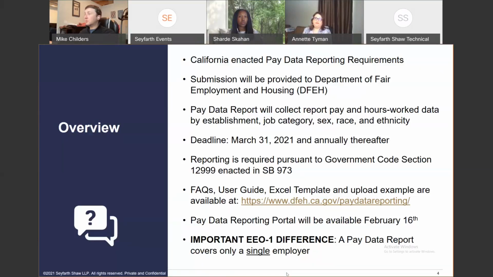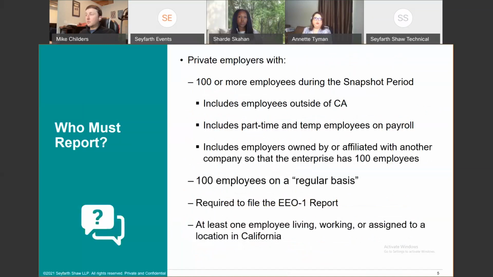I wish I had a more definitive answer. We do have a message out to the department, and we will try to put some guidance out if we get any additional information, but we wanted to highlight that as a potentially quite significant difference that we see. So with that, I'm going to go ahead and turn it over to Sharday, who's going to kick us off and talk a little bit more about who exactly must report.